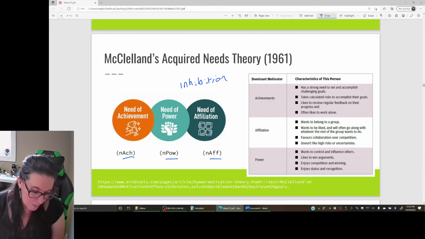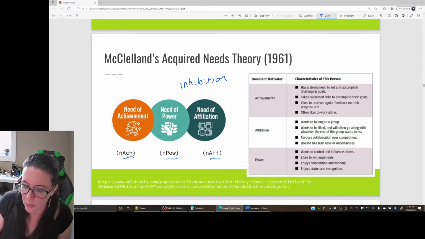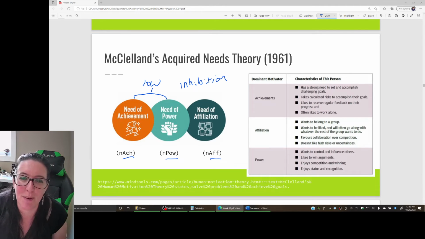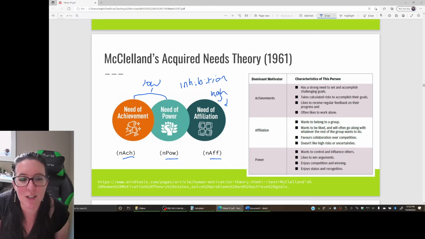The idea with inhibition is, are you self-conscious? Are you concerned with how others think about you? Those who have a need for achievement or a need for power tend to have low inhibition. They don't care so much what other people think. They're more likely to act. Those who have a need for affiliation have a high level of inhibition. They are concerned what other people think about them.